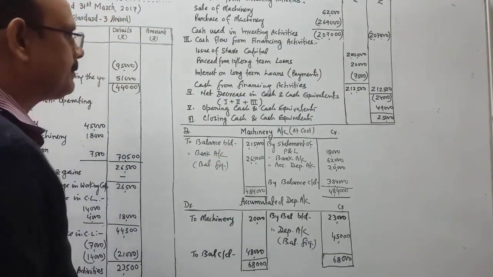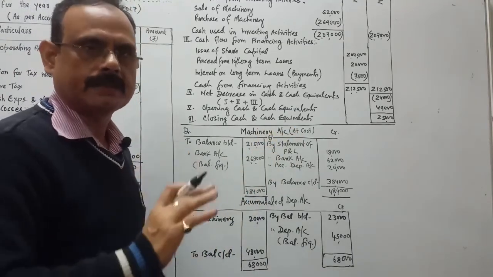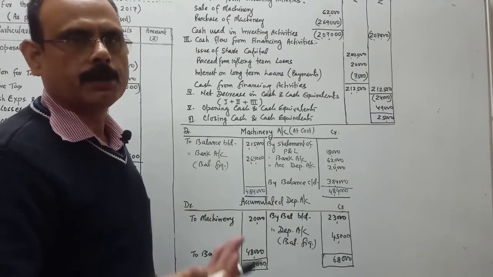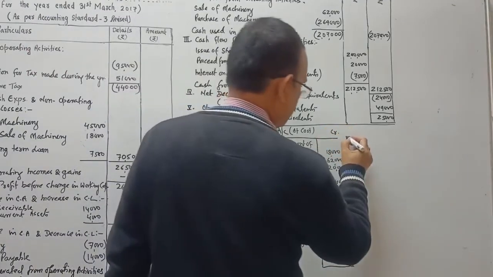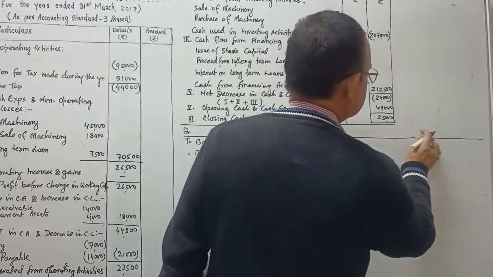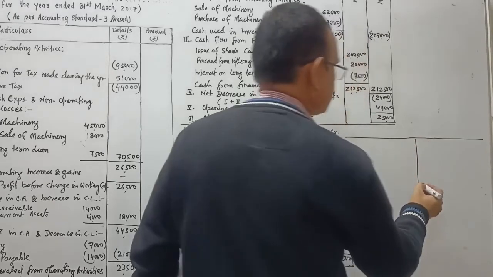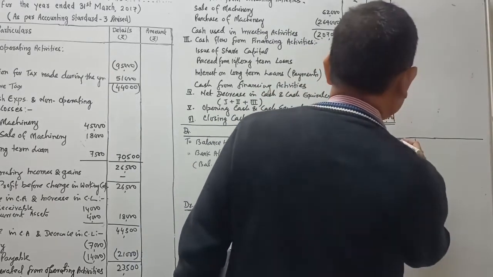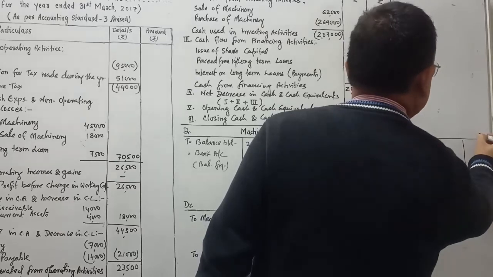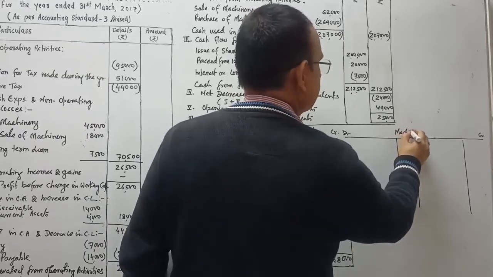Here I have prepared the machinery account at cost method. If you want to prepare the machinery account at written down value method, then you can also prepare. So I am showing it. If the machinery account is prepared by the second method, then how will this be prepared? I am going to explain the second method of preparation of machinery account.